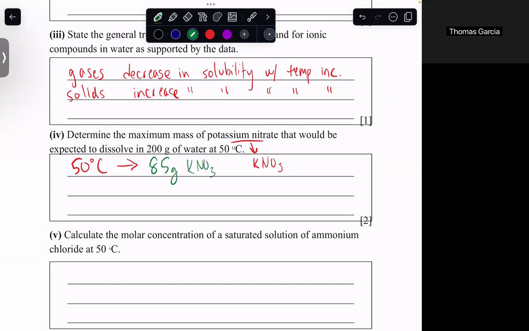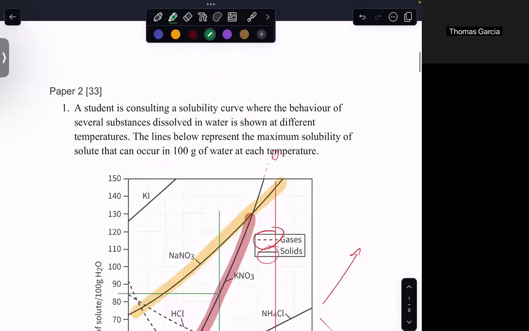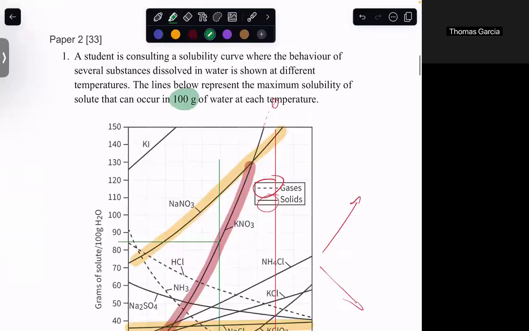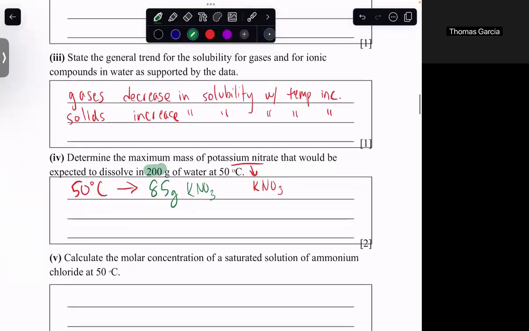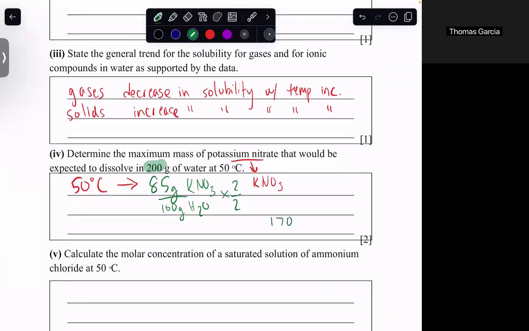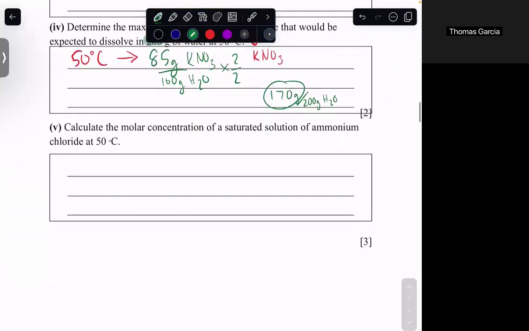KNO3. However, our question refers to 200 grams of water, and our graph refers to 100 grams of water. So we're going to have to double this because this is 85 grams of KNO3 per 100 grams H2O. So if we want 200 grams of H2O, we just multiply the top and bottom by 2, and we get 170 grams per 200 grams H2O. So our answer is 170.